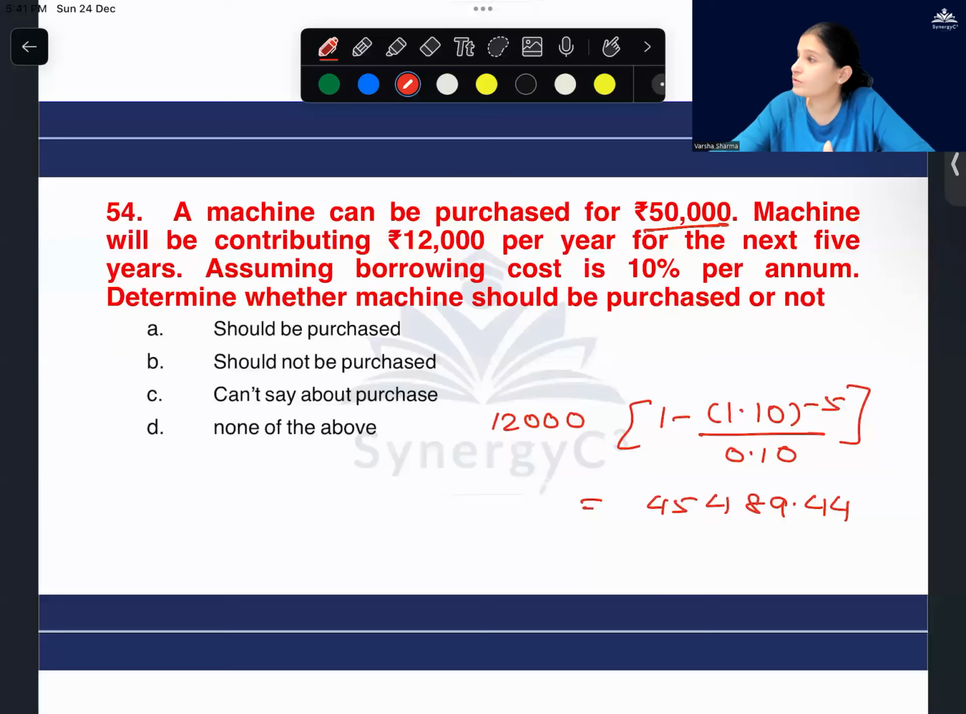It is costing me way more than the amount that it is going to earn, right? The machine will cost me 50,000, but it is only going to give me a revenue of 45,000 something. So I'm already at a loss. So I'm not going to buy this machinery. Clear? Understood?